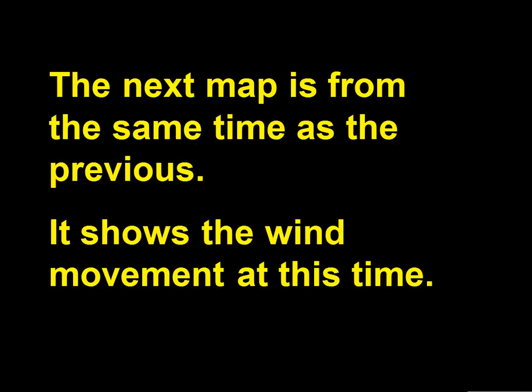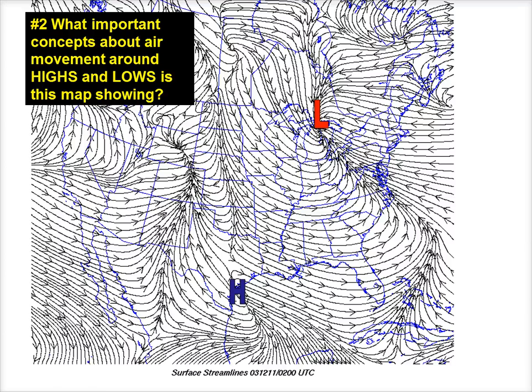Now we're going to look at another map of the United States at the same time, and we can see the movement of air here, and we can see that we have a low over here around Michigan and Canada, and we have a high over here in southern Texas. What important concepts about air movement around highs and lows is this map showing? So you can see over here in the high we have this motion of air, and around the low we have this kind of motion of air.